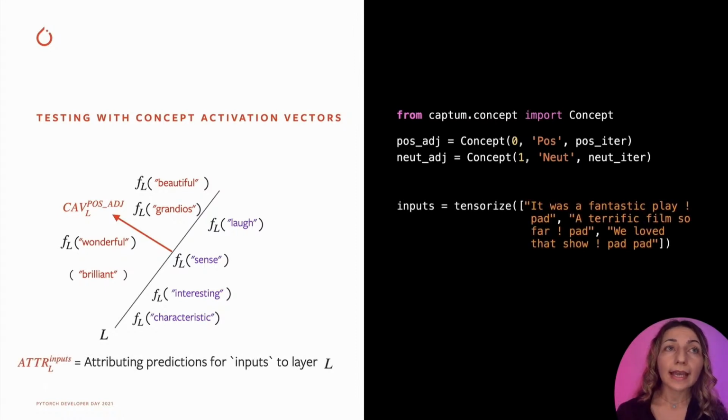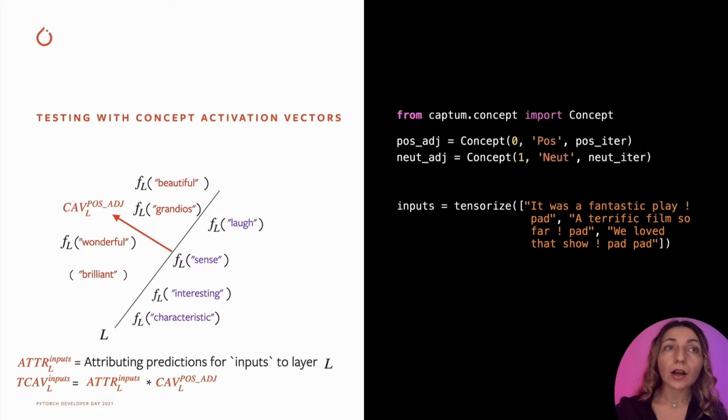We can then take any text example, in this case a movie rating review, as input and measure model sensitivity to our positive adjectives concept when making a prediction for the input. To do so, we would need to compute the attribution of our input prediction with respect to the selected layer L, for which we already computed the CAVs. And then we will compute the dot products between the attribution and CAV vectors. This gives us an importance score of concepts when making predictions on inputs for a given layer L.